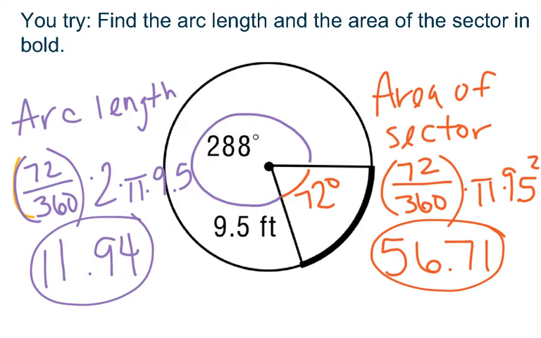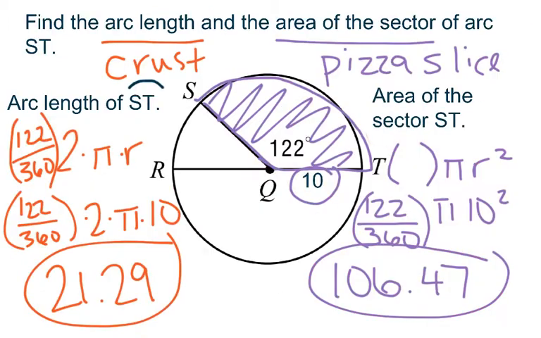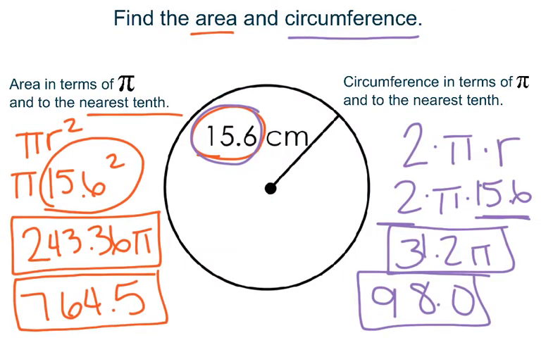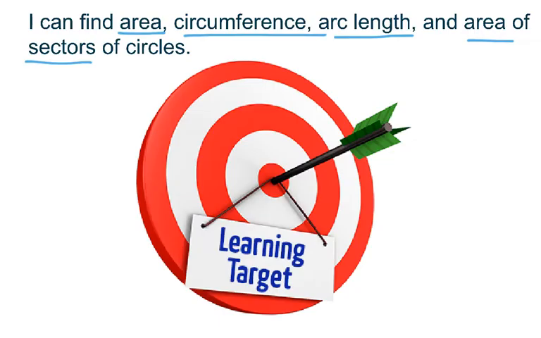Just remember that arc length, you're talking about a pizza crust, you're talking about a certain percentage of the circumference. And area of a sector, you're talking about a slice of pizza, a percentage of the area. And then also remember to read the question carefully, because sometimes it may ask you in terms of pi, which you'd actually have a pi in your answer. And then sometimes it would say to the nearest tenth or the nearest 100th, whatever they want you to round to. So hopefully that made sense.